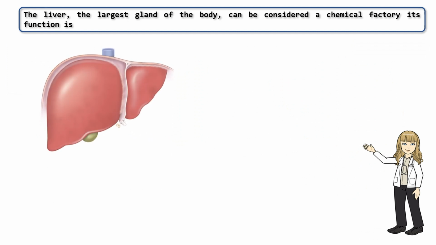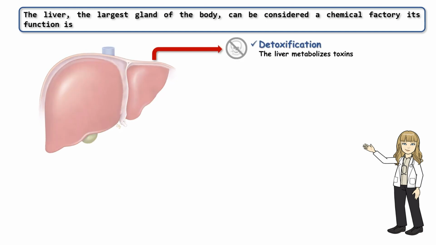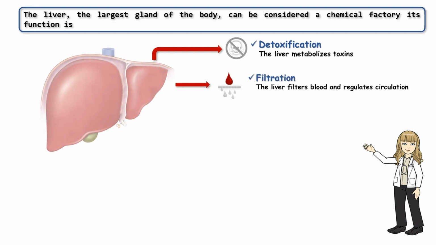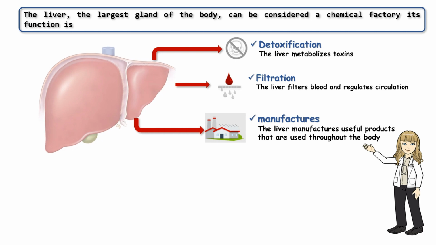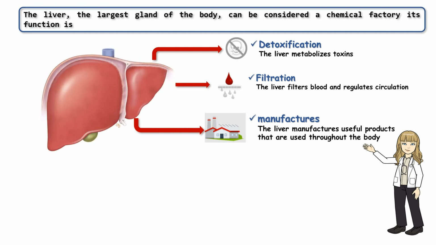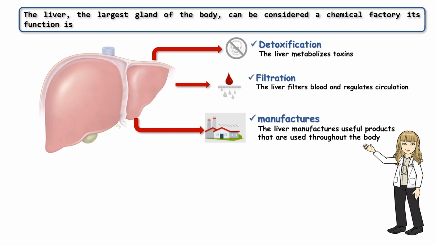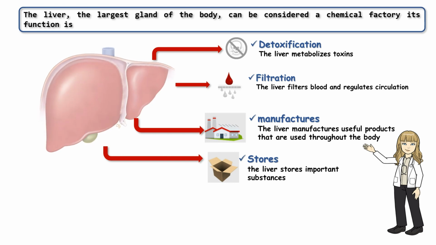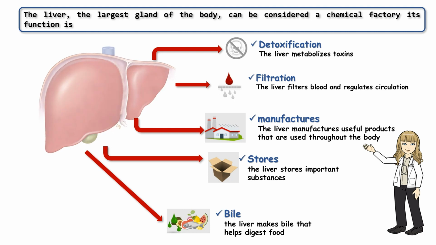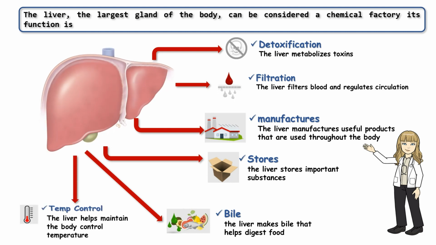The liver is the largest gland of the body, and can be considered a chemical factory. Its functions are: detoxification. The liver metabolizes toxins. Filtration. The liver filters blood and regulates circulation. Manufactures. The liver manufactures useful products that are used throughout the body. Stores. The liver stores important substances. Bile. The liver makes bile that helps digest food. Temperature control. The liver helps the body maintain and control temperature.